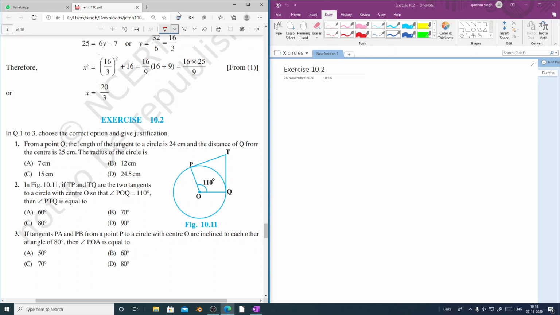Exercise 10.2, question number 1. From a point Q, the length of the tangent to a circle is 24 cm and the distance of Q from the center is 25 cm. The radius of the circle is, so let us first draw a figure for this one.